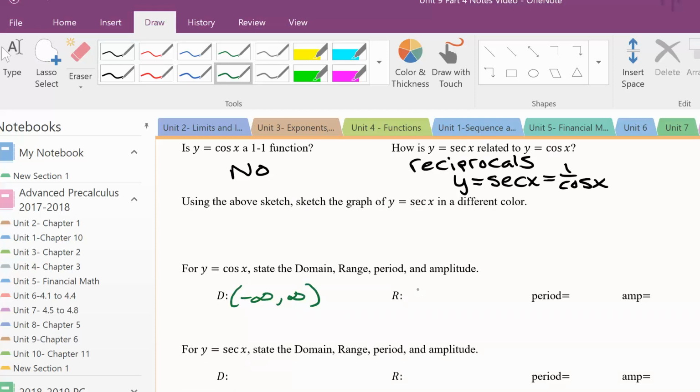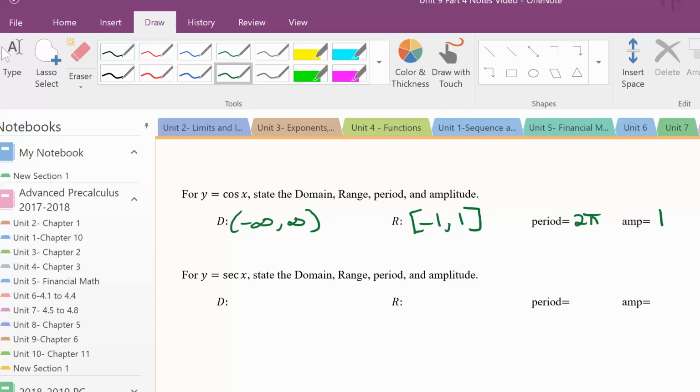It's all real numbers. The range, just like the sine, is negative 1 to 1. The period is 2 pi. The amplitude is 1. For the secant, the domain is all x, such that x are real numbers.